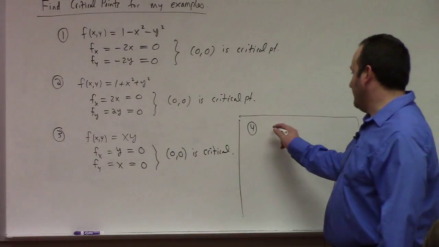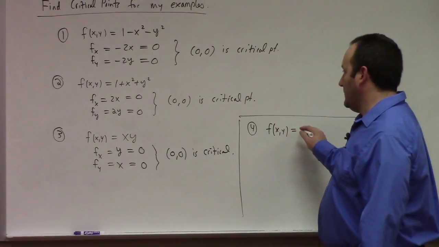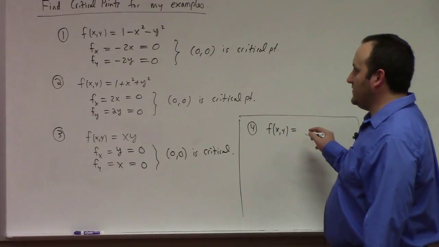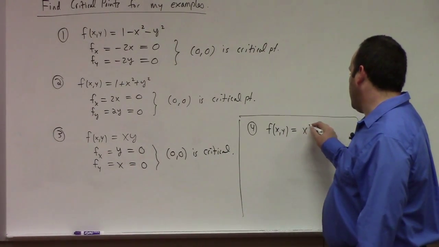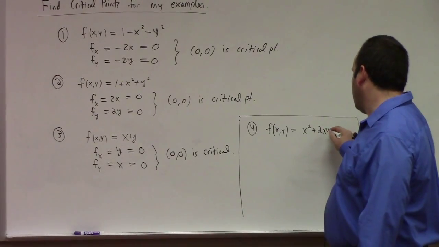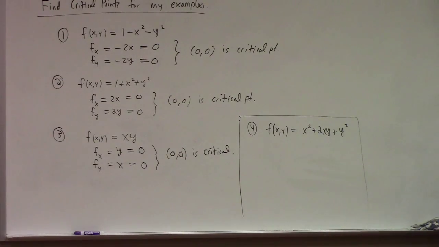We have f of x comma y equal to, and you know what I'm going to do? I'm going to multiply that out, right? That's x squared plus 2xy plus y squared if we distribute, right? Do you guys see that? What did I do? Algebra. Yes? Okay, so then what's fx?